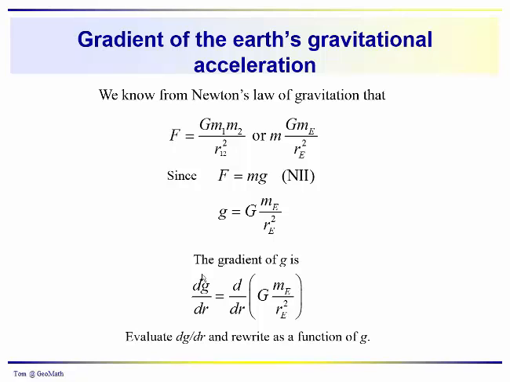So, to get the gradient of g, in other words, to figure out how g changes with changes in elevation, which are going to be changes in radius, effectively changes in the radius of the Earth. As you walk up the stairs, you're changing your distance from the center of the Earth. You've come up the stairs a certain dr. So we're taking that derivative, d dr, of the gravitational constant times the mass of the Earth divided by the radius of the Earth squared. So the question is, evaluate this derivative and rewrite it as a function of g, this quantity here.